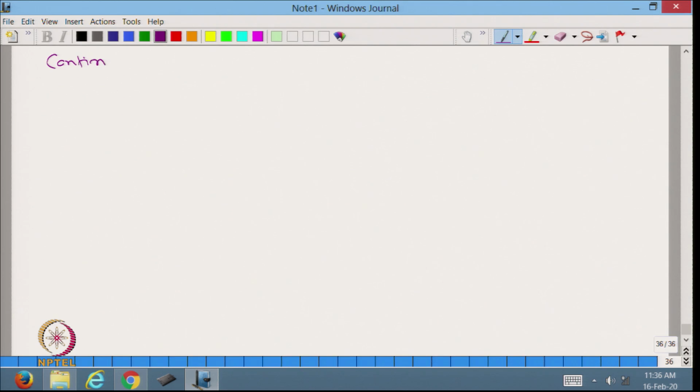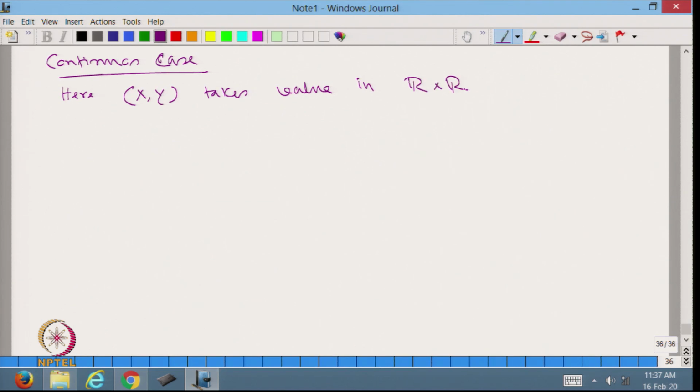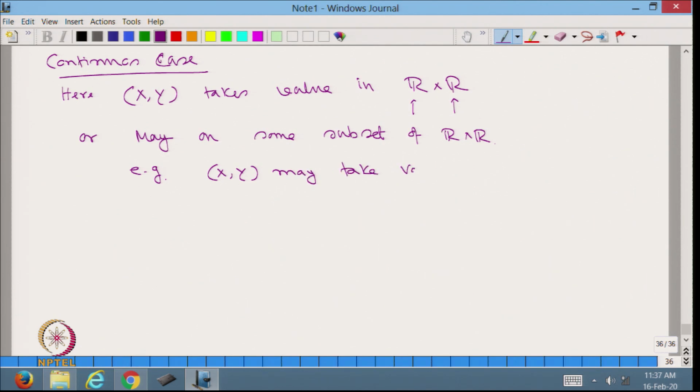Continuous case, here x y takes value in R cross R, that means x can take any real number value and y can take any real number value, or maybe on some subset of R cross R. For example, x y may take value in the rectangle [a, b] cross [c, d].